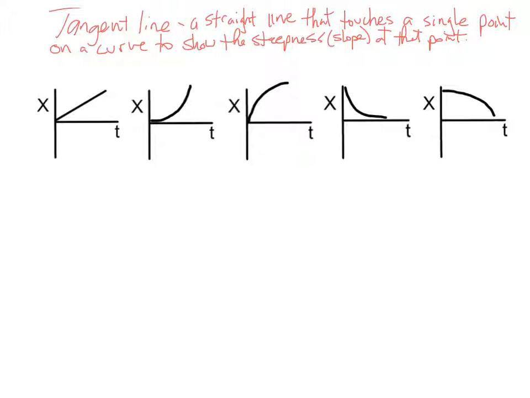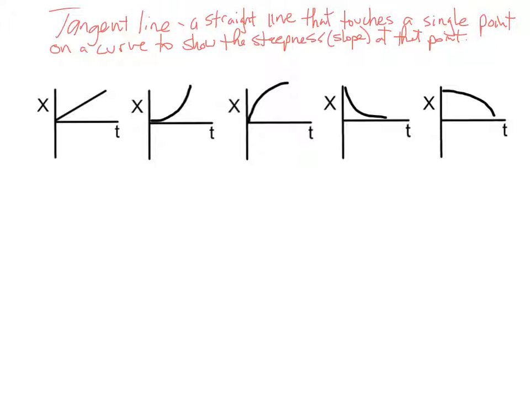So here's what we're going to be doing. What I would like to do, and what you're supposed to be doing for this assignment, is to describe the slopes in each of these graphs. So we have 5 different graphs here, and I want to be able to describe the slope itself.